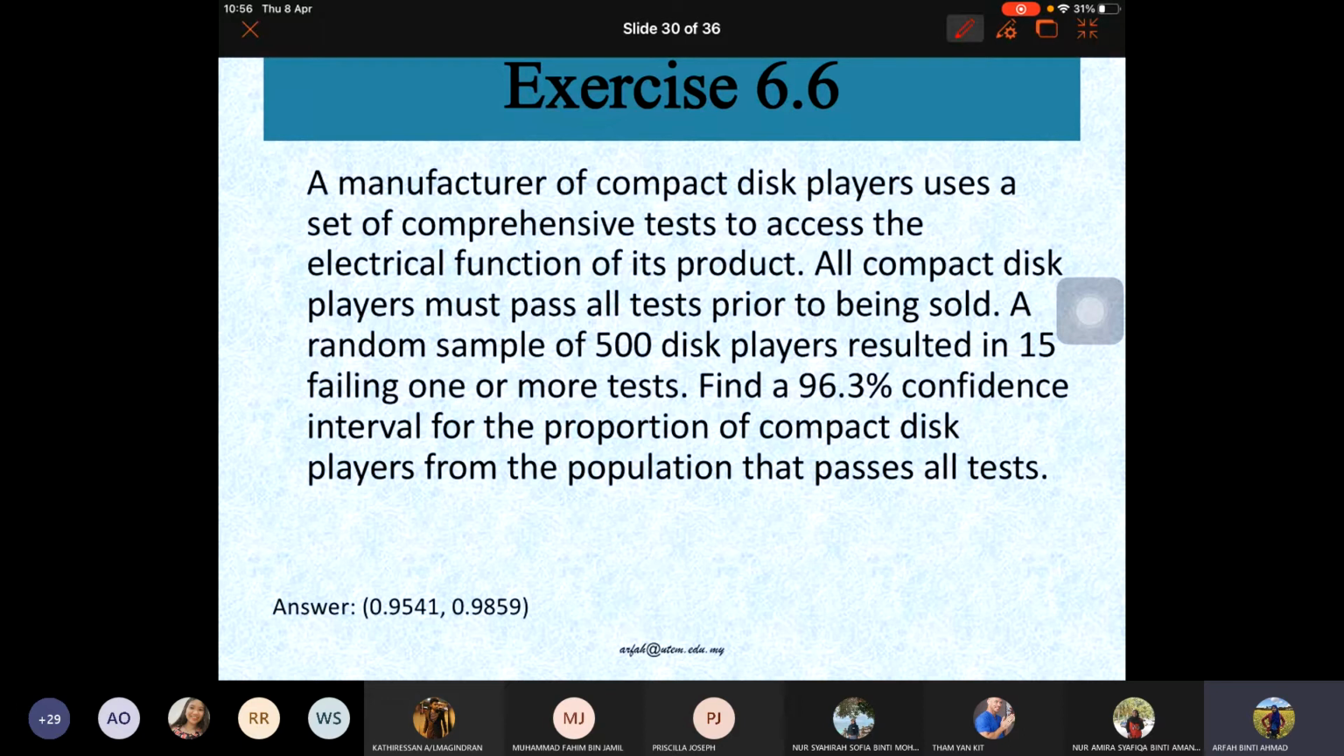Okay. So N sama dengan 500. X sama dengan berapa? Karakteristik yang kita berminat. 15. Berapa? 15. Siapa yang jawab tadi? Zakwan. 15 Zakwan. Ya, salah.